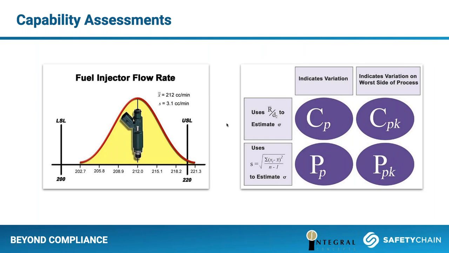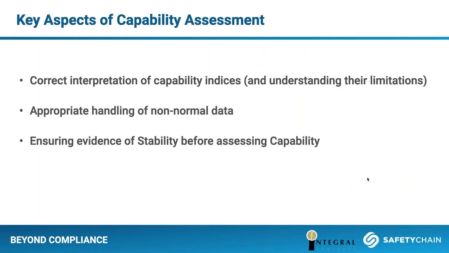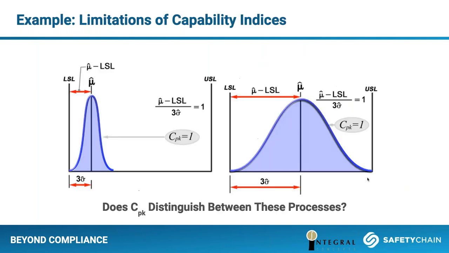A lot of people use these capability indices, CPs, CPKs, PP, PPKs. I have days' worth of discussion on those. I'm not a fan of those at all for so many reasons, but they are somewhat indications of where things might be running, although we have a problem here.